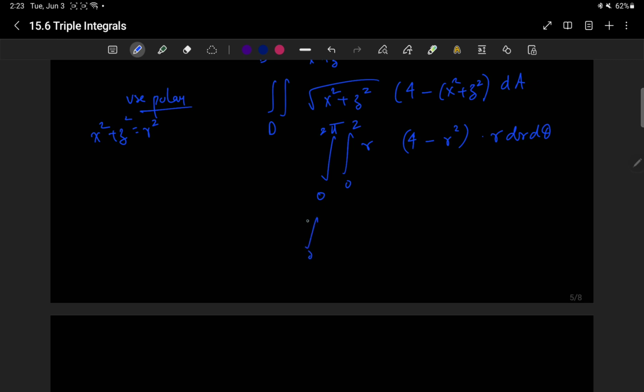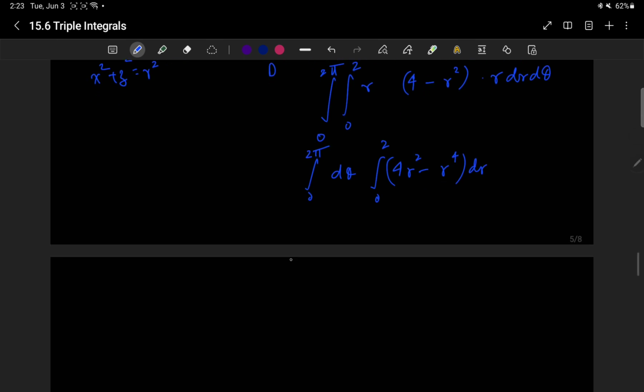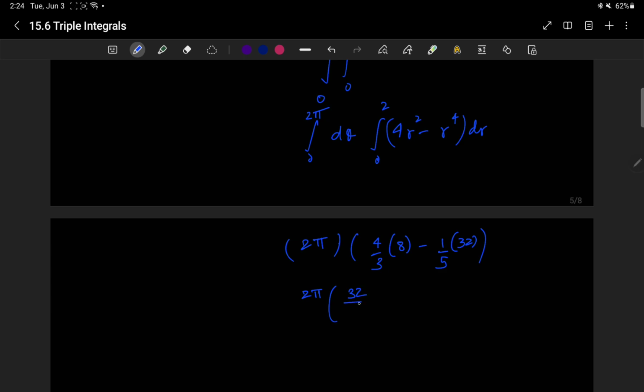In fact, you can separate this out. So you have the integral from 0 to 2 pi d theta, and the integral from 0 to 2 of 4r squared minus r to the 4 dr. This gives you a 2 pi, and then the second one gives you 4/3 times 8 minus 1/5 times 32. So 2 pi times 32 over 3 minus 32 over 5, which is 2 pi over 15 times 32 times 2. So 64 becomes 128 pi over 15.